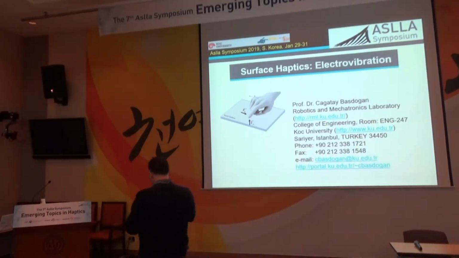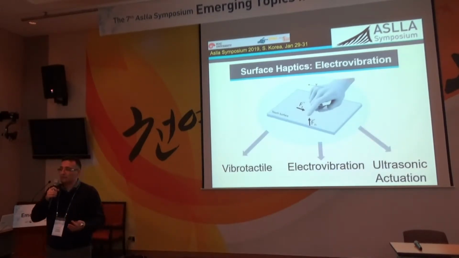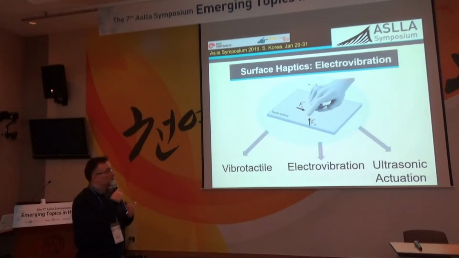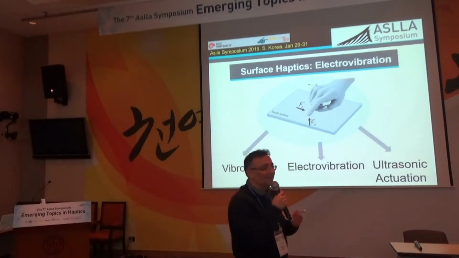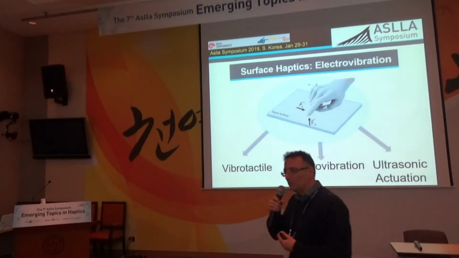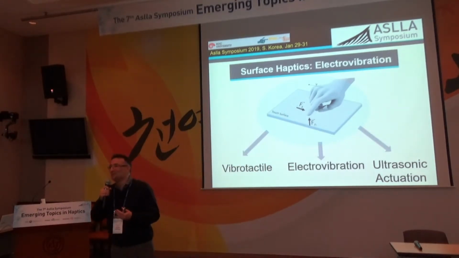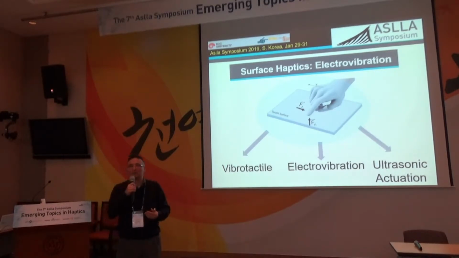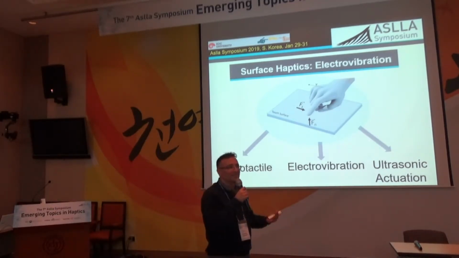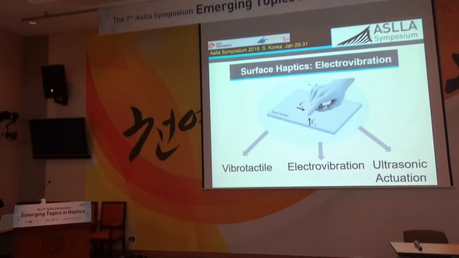All right, so let me move on. When we talk about surface haptics, in my mind there are three ways that you can use to display tactile effects through the touch surfaces. One of them is vibrotactile actuation. You can use simple vibration motors or piezo actuators to display vibrotactile signals through the touch surfaces. This is very common, and it's a low-cost option.